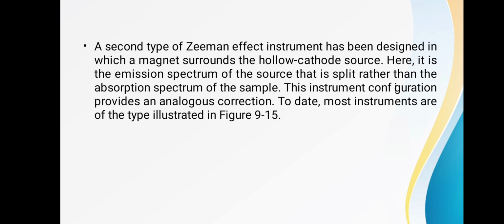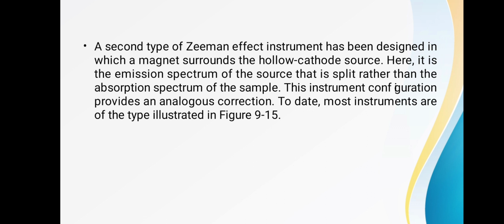A second type of Zeeman effect instrument has been designed in which a magnet surrounds the hollow cathode source. Here it is the emission spectrum of the source that is split rather than the absorption spectrum of the sample. This instrument configuration provides an analogous correction.